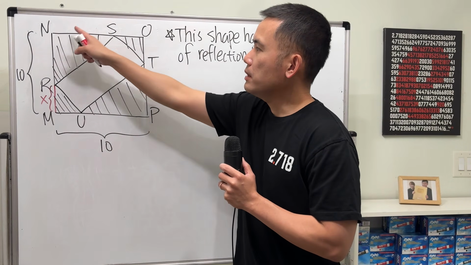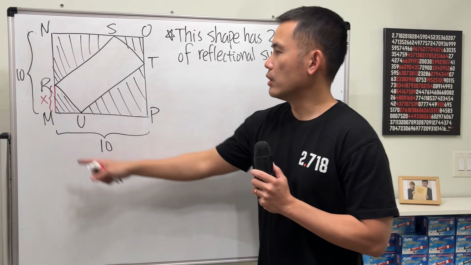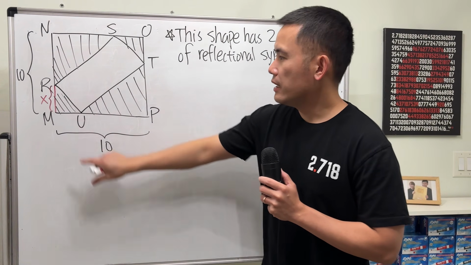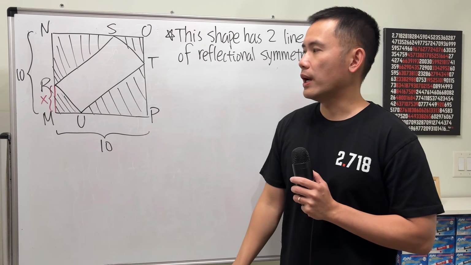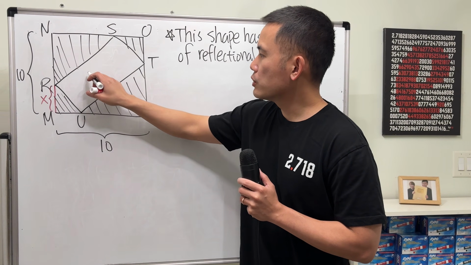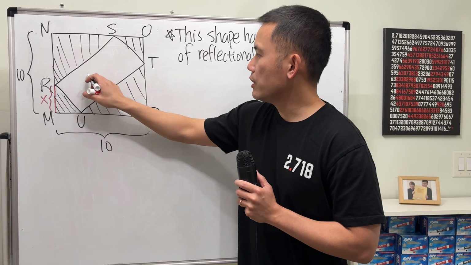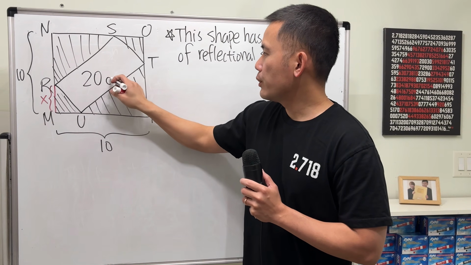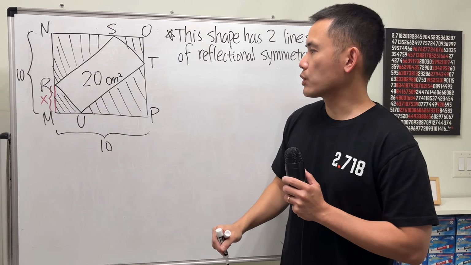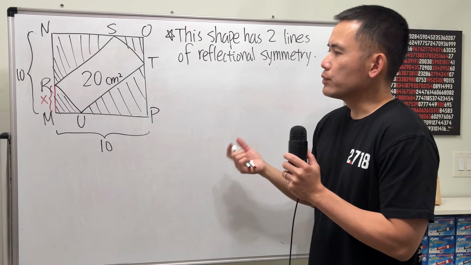Because the perimeter is 40 and that's a square, each side is just equal to 10. And we're given that this right here is equal to x. The goal is to make sure that this rectangle here has an area of 20 centimeters squared. So how do we do it?